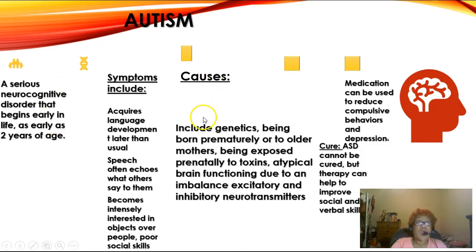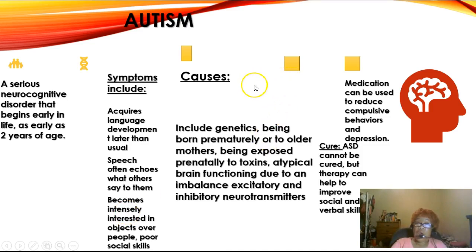What are symptoms of autism? They acquire language development later than other children, later than usual. Their speech often echoes what others say to them. They imitate what you say or mimic what they hear. They become more interested in objects over other people, and they have very poor social skills.